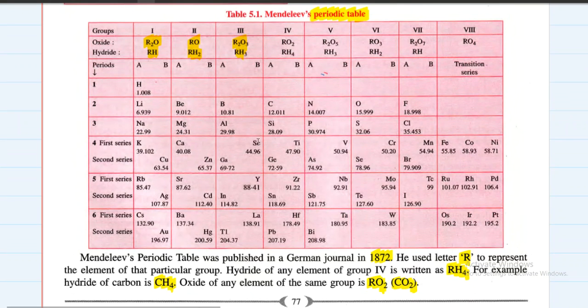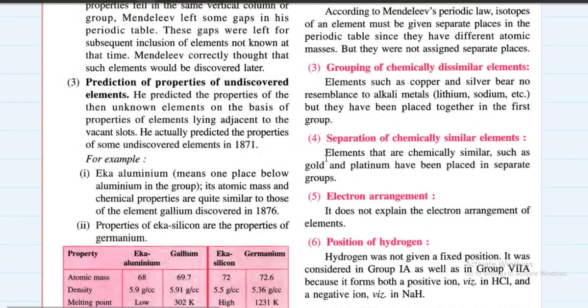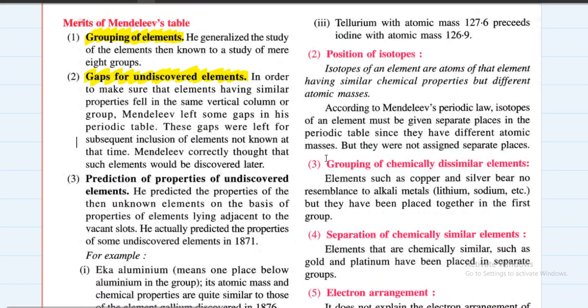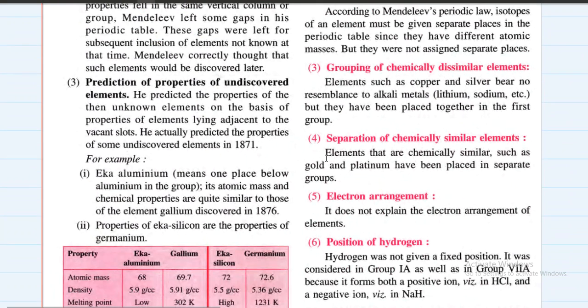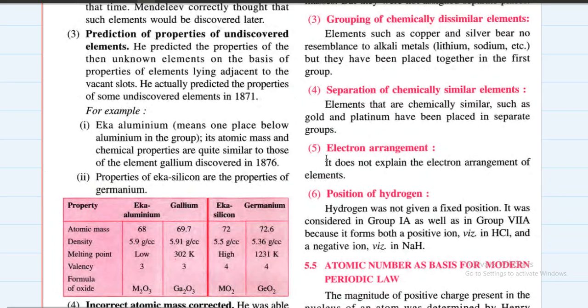So there were gaps here and there in this periodic table, which were for the elements to be discovered later with the properties resembling the elements which are already there in the periodic table. Prediction of properties of undiscovered elements. Now he not only left gaps for undiscovered elements, but he also predicted their properties. He predicted the properties of then unknown elements on the basis of the periodic properties of the elements lying adjacent to the vertical slots. He actually predicted the properties of some undiscovered elements in 1871.